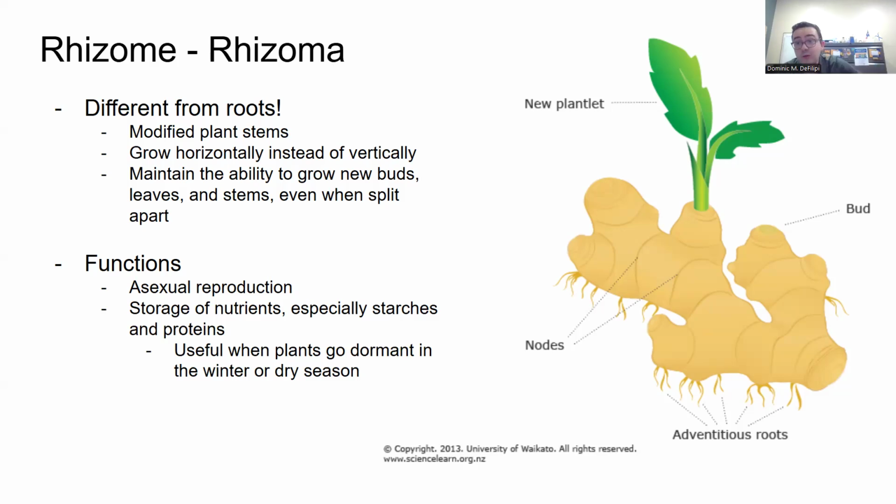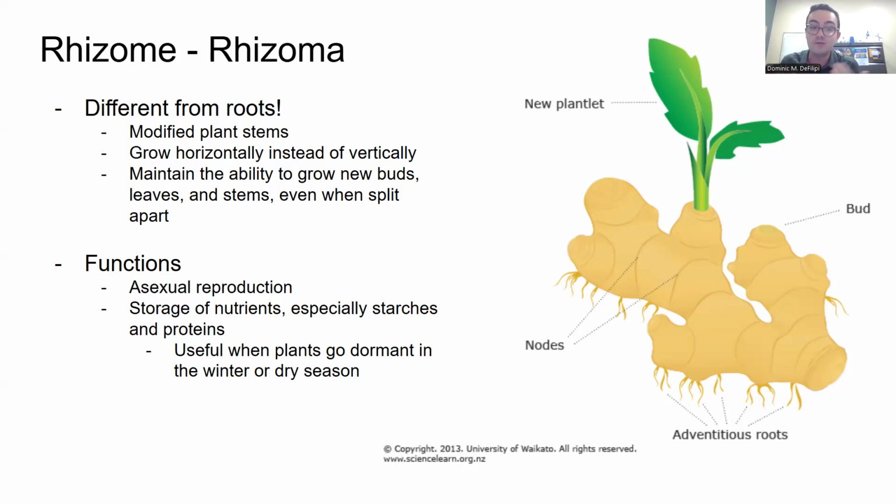Functions, of course, asexual reproduction. It doesn't need to be pollinated or anything. You simply split up the rhizome and plant it in a different place, and it very easily starts growing. And of course, it's very useful in the storage of nutrients, especially starches, proteins.